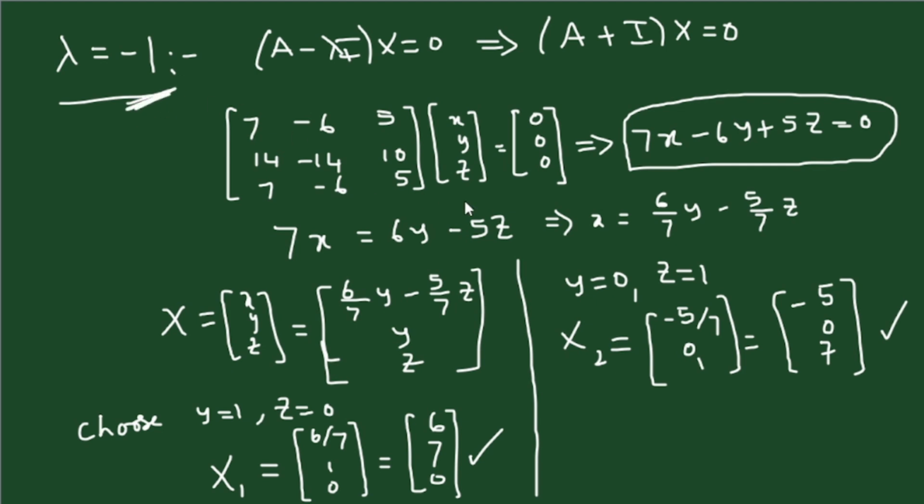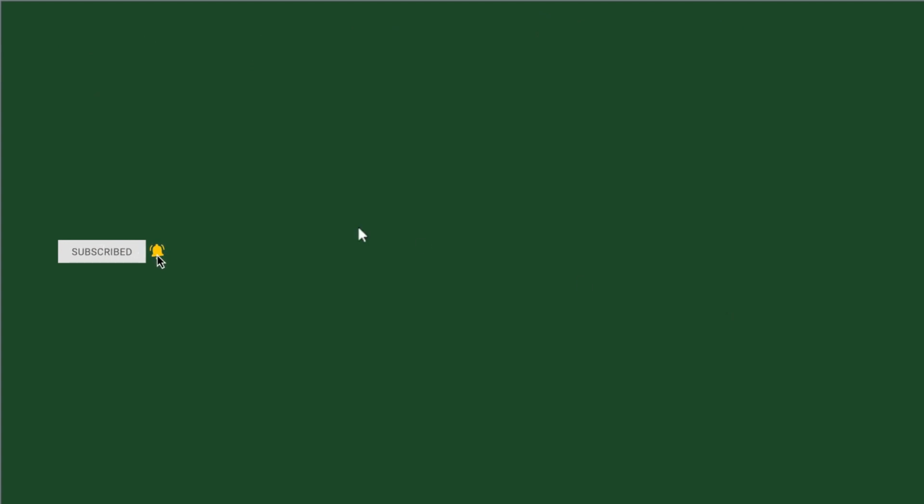Then what about the third one? You cannot find the third eigenvector. Therefore, only two eigenvectors are possible. There is no possibility for a third eigenvector in this case. So this problem is an example where all three eigenvalues are the same, but we have got only two eigenvectors. The third eigenvector does not exist.